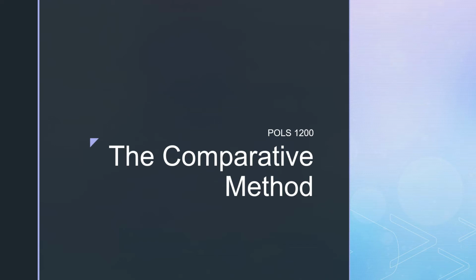Welcome to the second video in our Unit 1 study. In this video, we'll build on what we learned in the previous one. Here we'll be discussing how political scientists use the comparative method to try to answer important questions about government and politics.